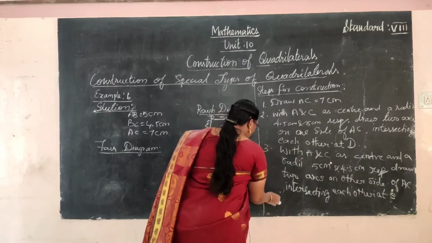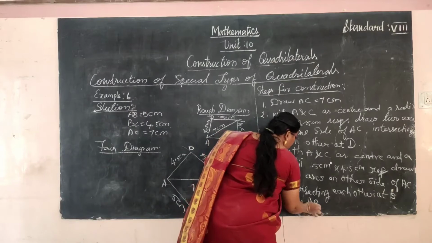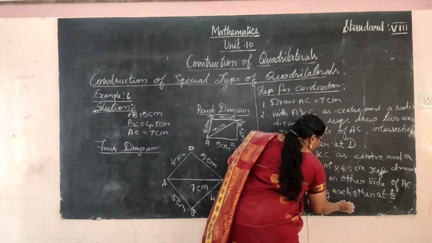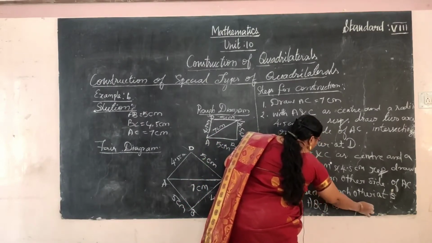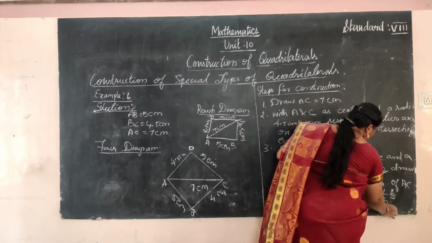Thus ABCD is the required quadrilateral.